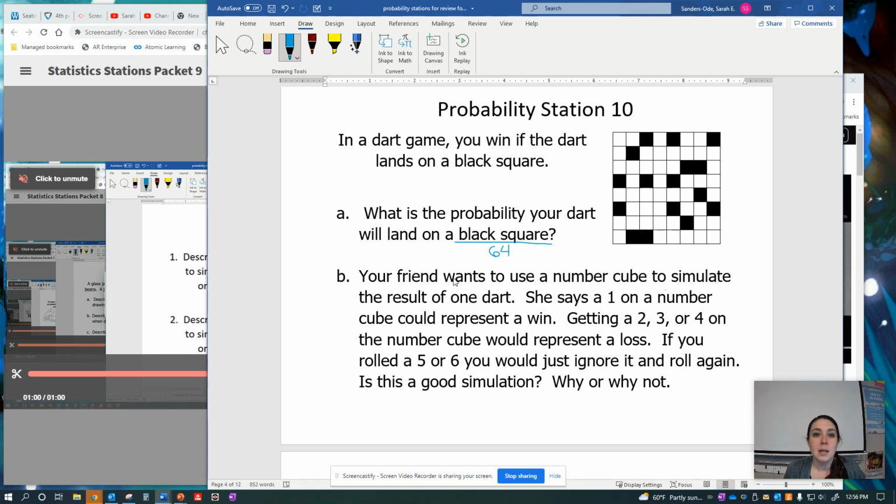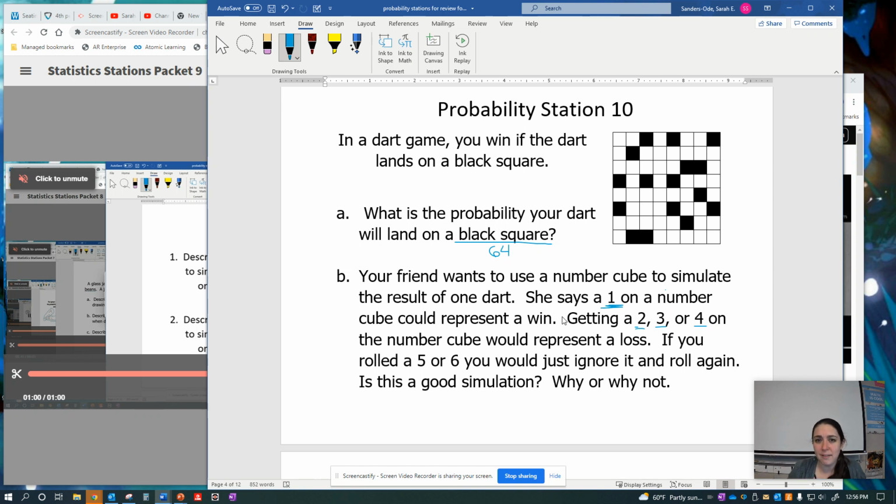What is that? And your friend wants to use a number cube to simulate the result of one dart. So throwing it, but she doesn't want to actually throw it because she, I don't know, is scared she's going to stab somebody with a dart. But she wants to use a number cube. And she says that she could get a 1 to be a win, and a 2, 3, or 4 would be a loss, and then a 5 or 6 you just ignore and roll it again. Would that be a good simulation?